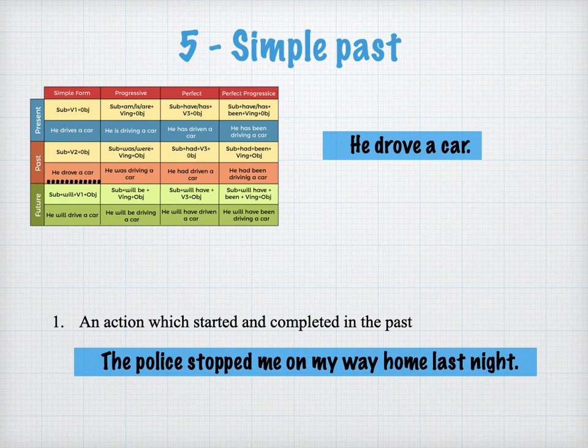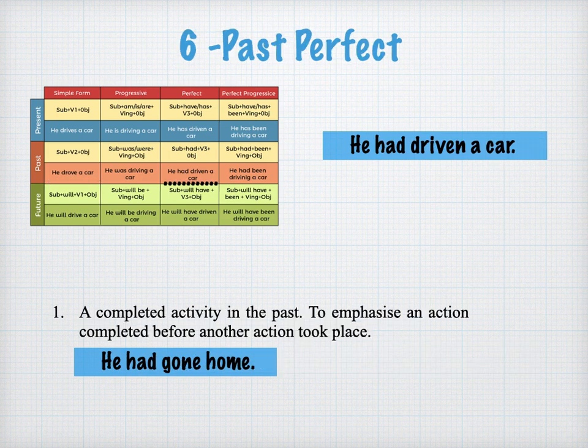Now, the next one actually is past progressive, but past progressive is not given in your text because it is not used much in our daily conversation. So now we are moving on to past perfect. Okay, he had driven a car, a completed activity in the past to emphasize an action completed before another action took place. So the action is emphasized here. He had gone home. So this is past perfect tense.